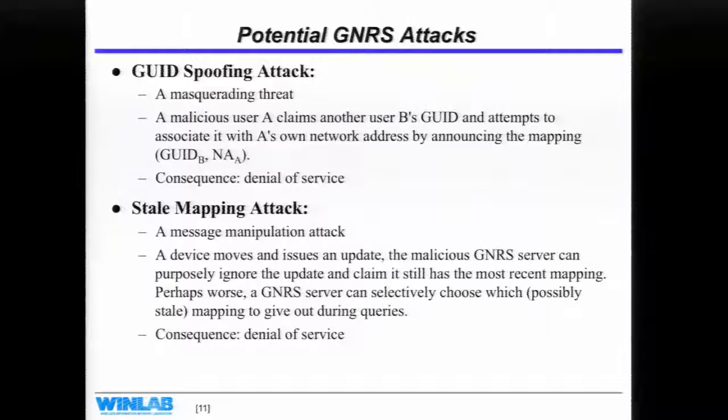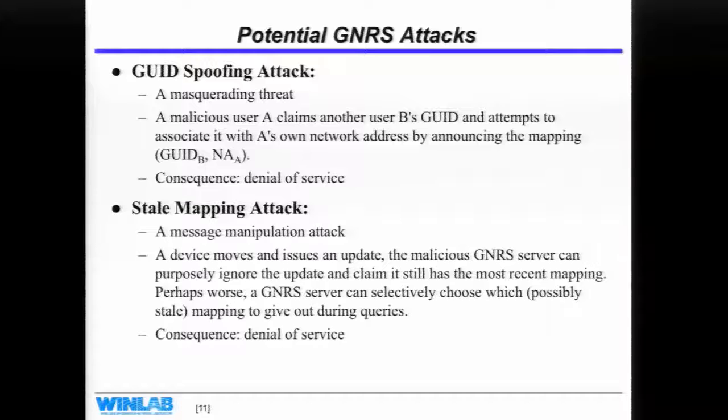To explore the weaknesses of the current GNRS protocol, we first identified five potential attacks. Then we provide our security countermeasures. The first attack we identified is the GeoID spoofing attack. Here, a malicious user tries to bind another user's GeoID to its own network address, so it can direct another user's traffic to itself, causing denial of service to the victim.